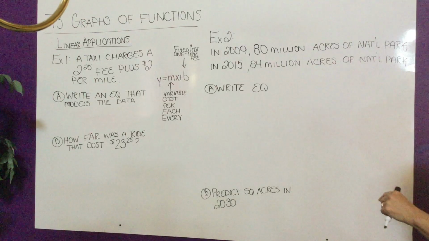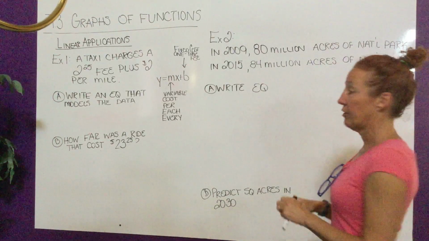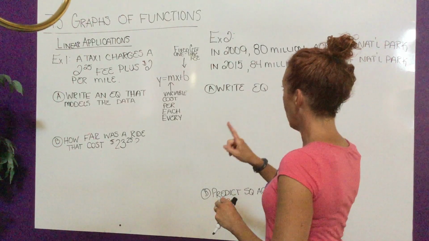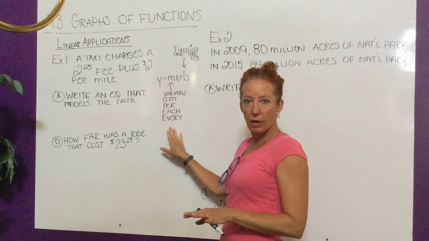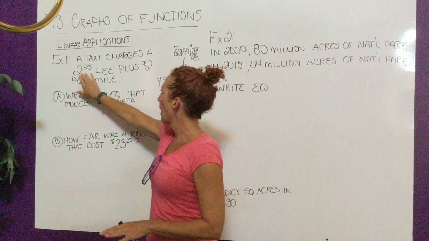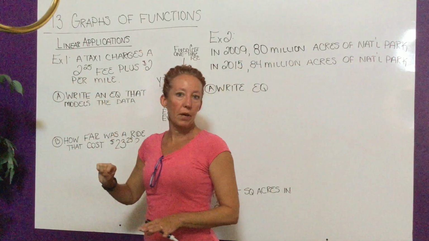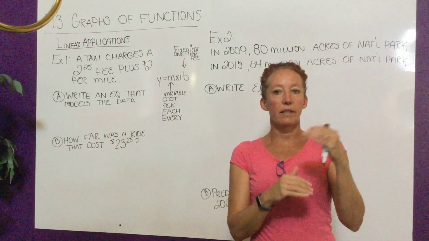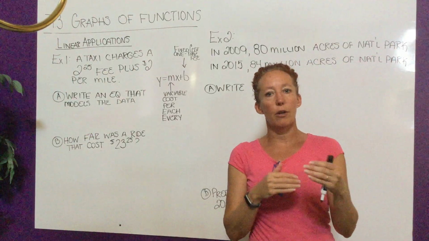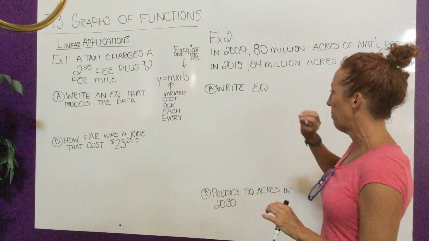All right, the two types of linear application problems we're gonna look at. One is where you have both a fixed cost and a variable cost, and you'll see that we just have two numbers in our problem. And in another one, we're gonna actually write the coordinates and develop the equation, figure out the slope, and so this one's a little bit more complex.